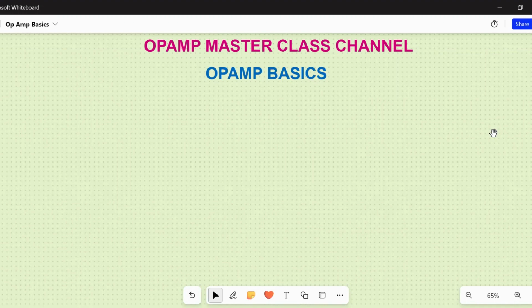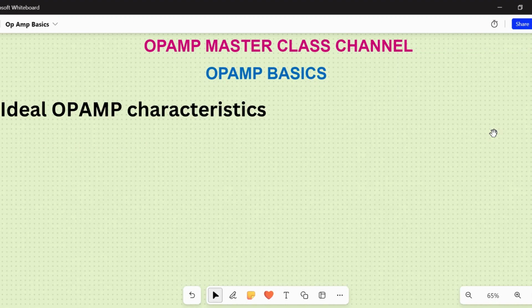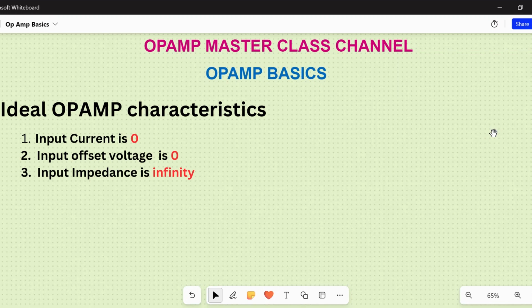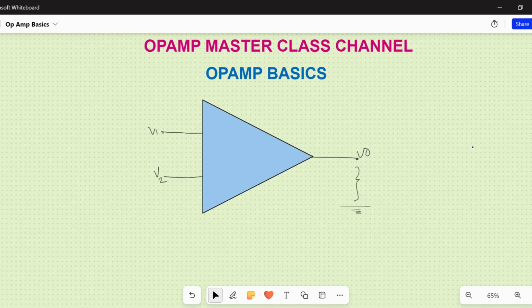Today we're going to discuss the ideal Opamp characteristics. There are five ideal characteristics. One is that input current is zero, input offset voltage is zero, input impedance is infinity, output impedance is zero, gain which is infinity.